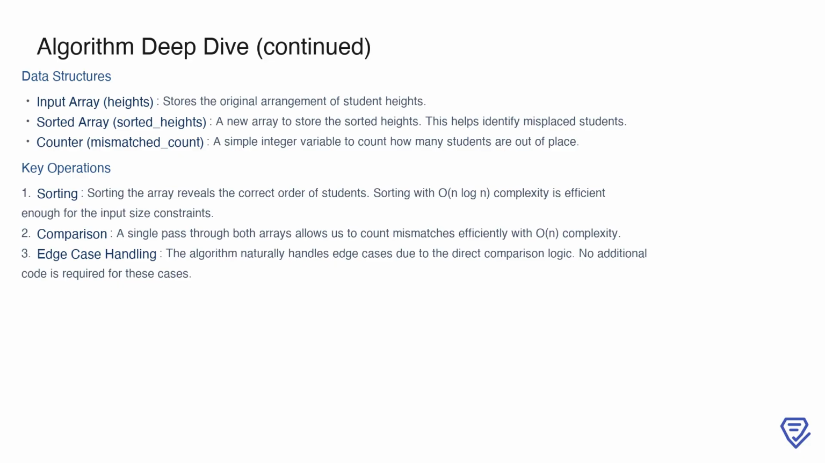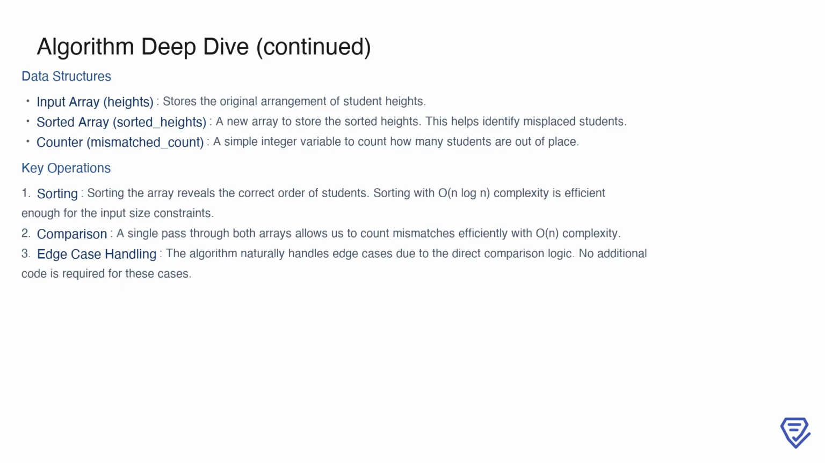First, the input array height stores the original arrangement of student heights. Next, we create a new array, sorted_heights, to store the heights in sorted order. This allows us to directly compare the input with the ideal order. Finally, we use a counter variable called mismatched_count to keep track of how many students are out of place.